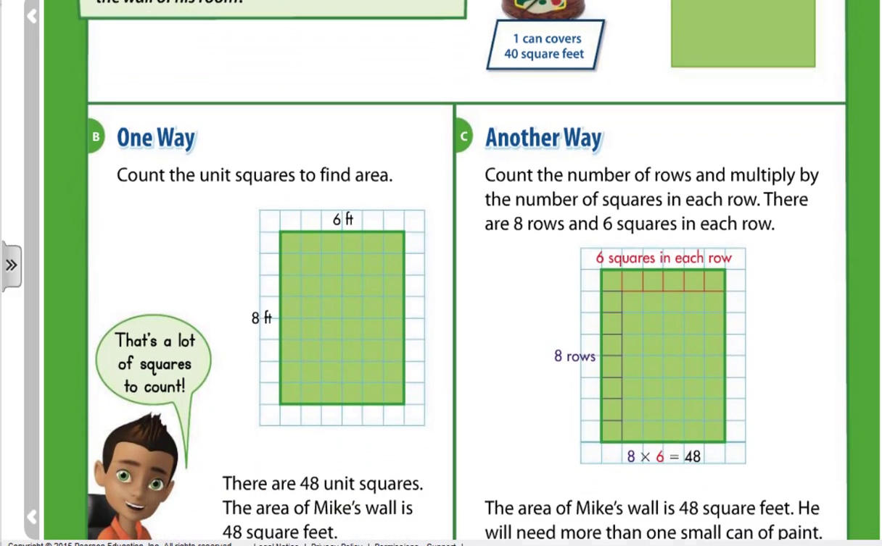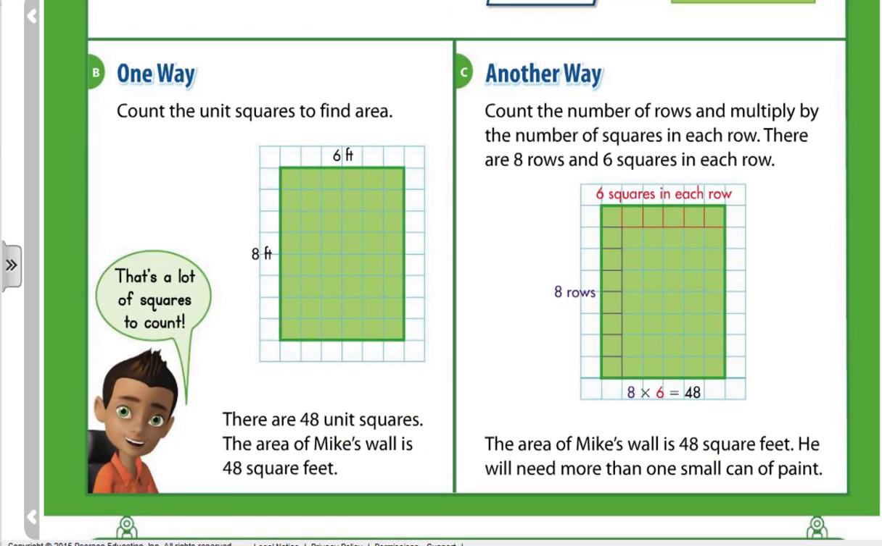Okay, my heroes, we have more than one way to find the area. The first way is by counting the square units, and we can count them all. They are 48. Or we can do this another way. We will count the two dimensions.